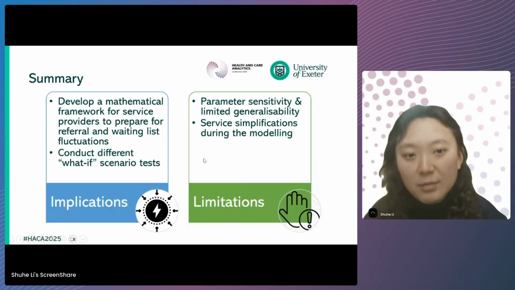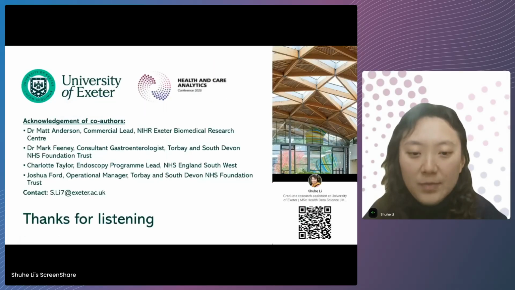For the limitations, first is the parameter sensitivity, because we have tuned the model based on one local trust. So the generalizability to other settings could be limited without substantial retuning. And also we made several simplifications during our modeling, such as we did not consider ERCP and sigmoidoscopy, and repositioning, rebooking, and patients who did not attend.